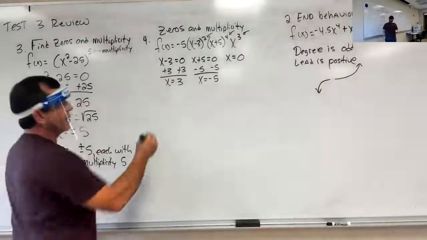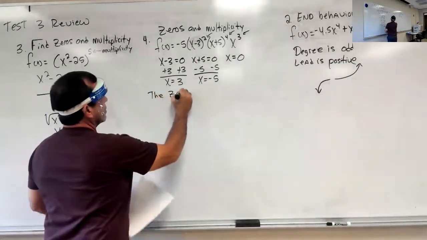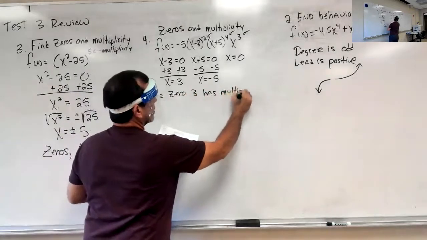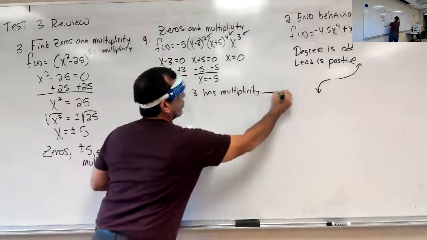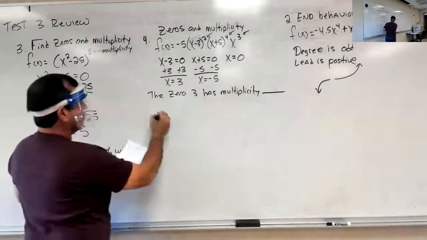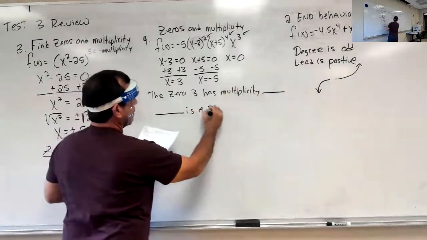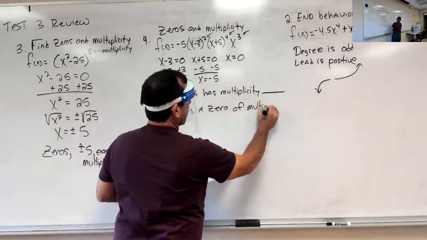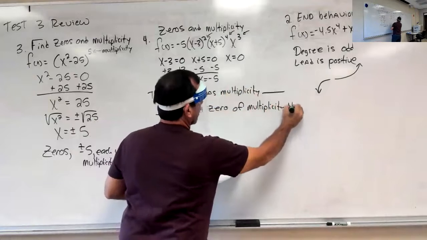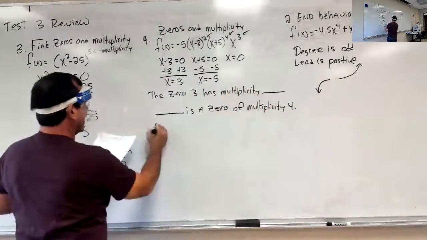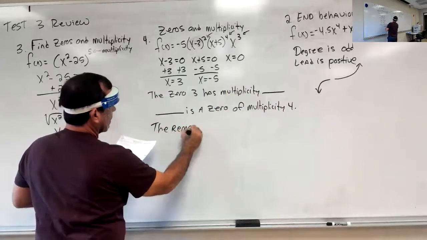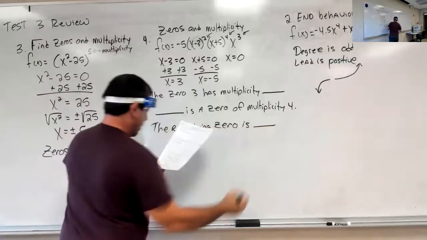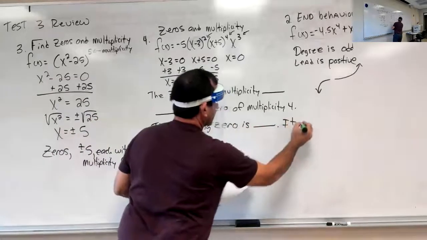So here's how they have this answer. The 0, 3 has multiplicity blank. Blank is a 0 of multiplicity 4. And then the remaining 0 is blank. It has multiplicity blank.